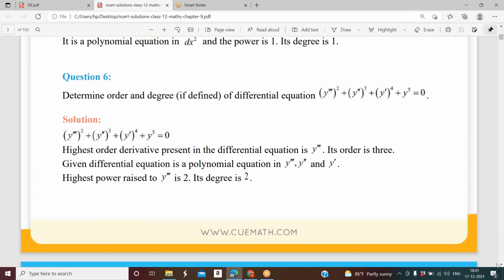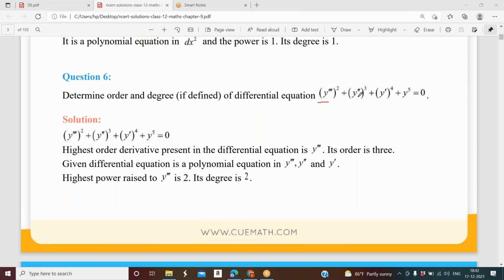What about the next equation? (y''')² + (y'')³ + (y')⁴ + y⁵. Yes, obviously it's a polynomial equation, right? The moment we see the equation, we will identify that it's a polynomial equation in its derivatives y', y'', y'''. See the first term y''': y is differentiated 3 times.